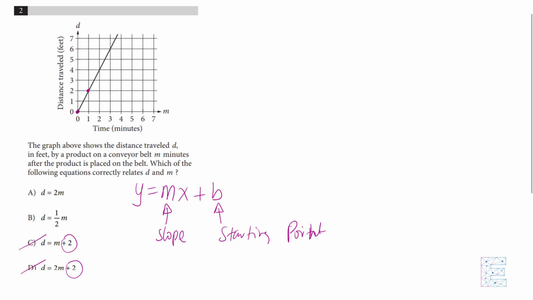So those are 2 good points, and we can tell that we are rising 2 places and running 1 place, which means we rose 2, ran 1. 2 over 1 is simply 2, so the slope is 2. That means our equation is A because there's a slope, and it started at 0, so plus 0. We just don't bother showing the plus 0 for our y-intercept. And that will be the answer to this question.